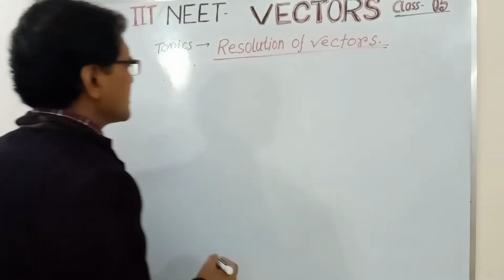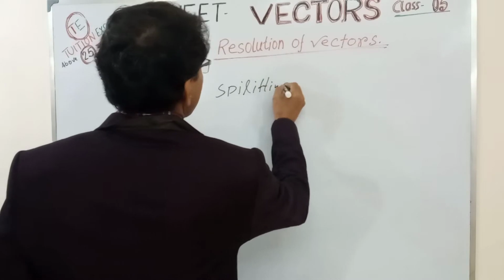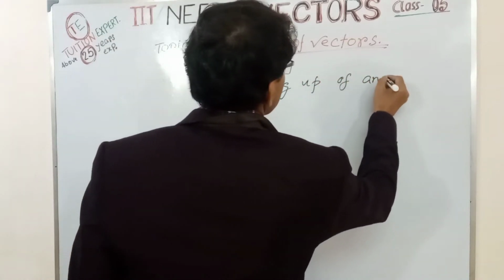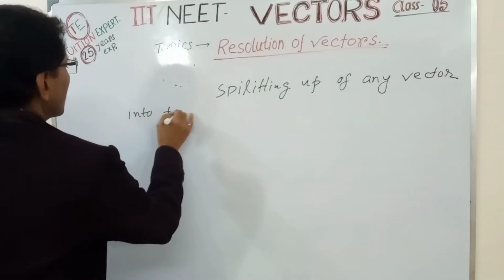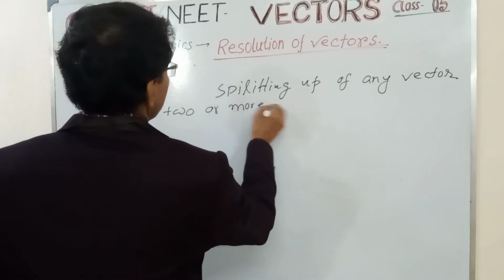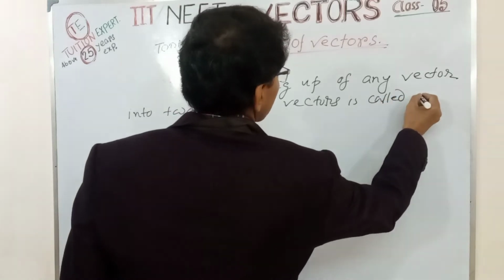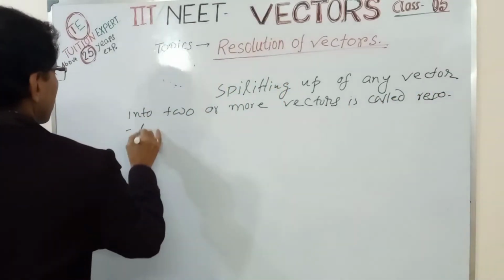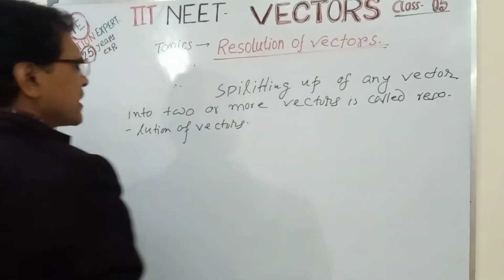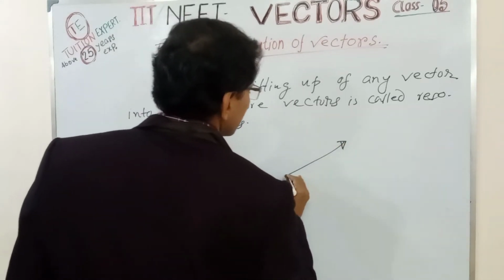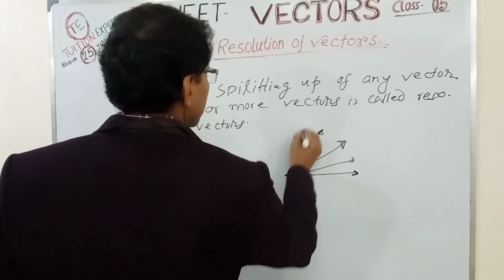What is resolution of a vector? The splitting up of any vector into two or more vectors is called resolution of vector. So a vector can be resolved into any two or more vectors, any components.